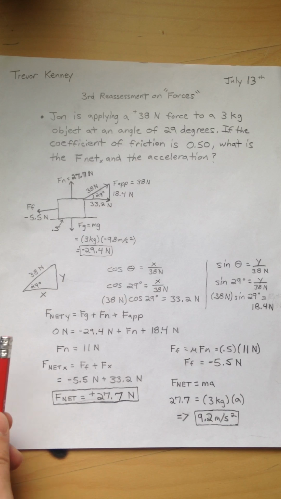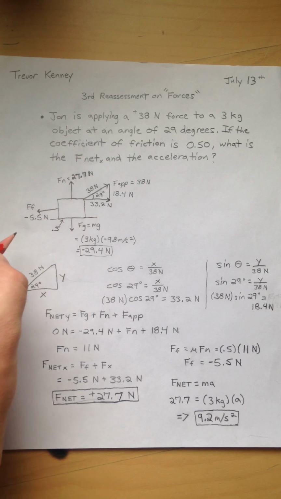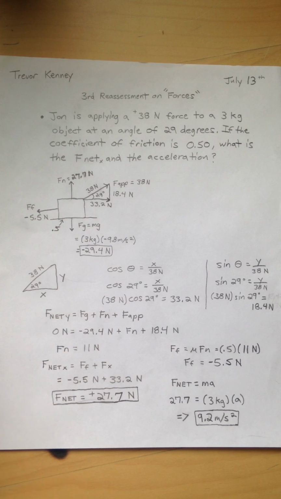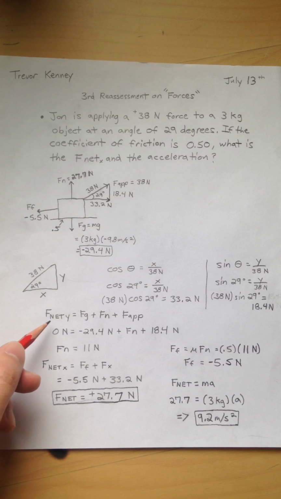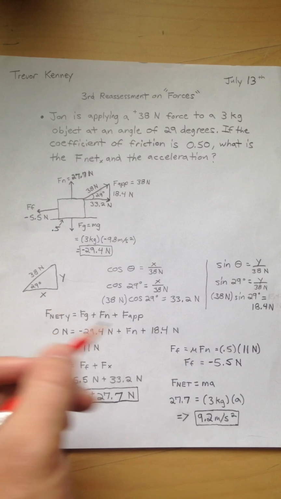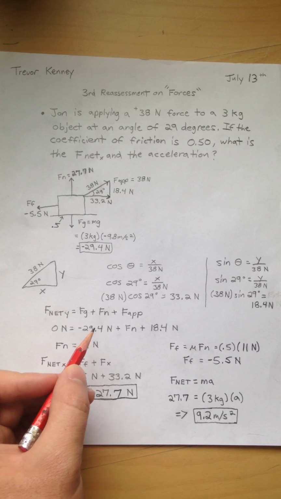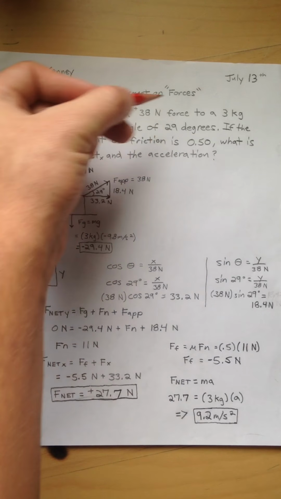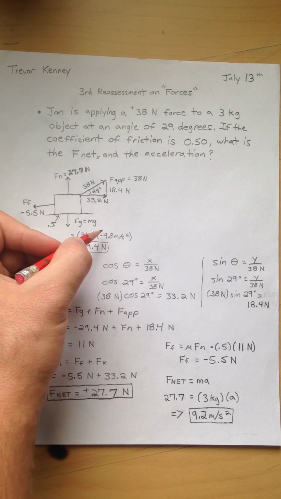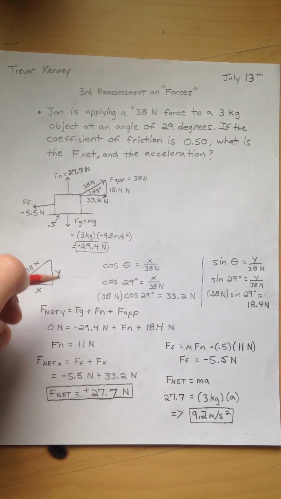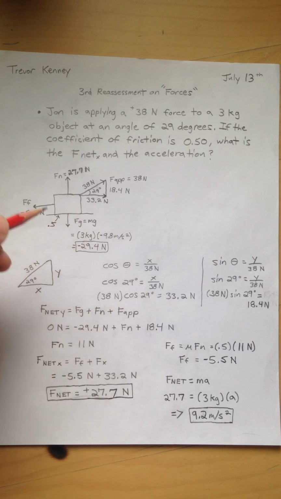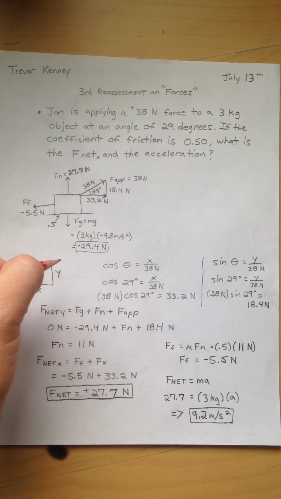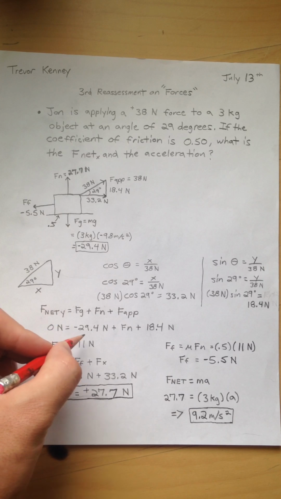So now we can find F net y and F net x. First, we're going to go y first. F net y would be 0 newtons since it's not moving vertically. And then we're going to find the force of gravity, using 3 kilograms times the known acceleration, negative 9.8 meters per second squared in the downward direction. We plug that in and we get negative 29.4. So that's going to be our force of gravity.